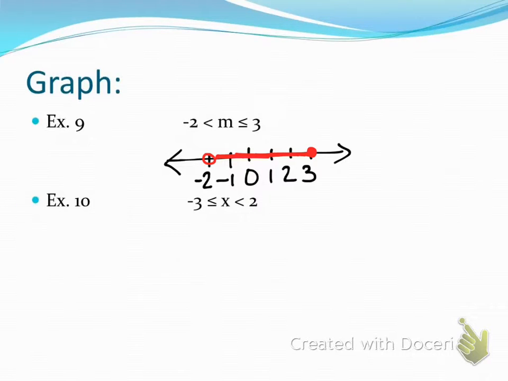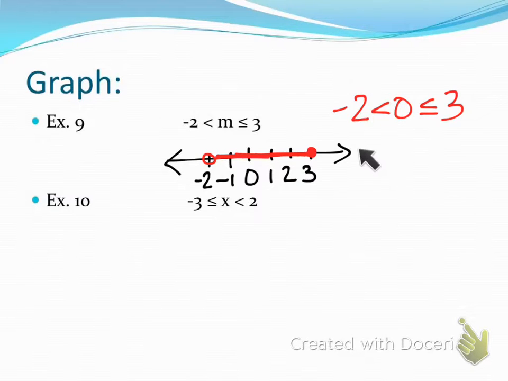If you plug 0 into m, decide if you get a statement that's true or false. So we have to decide -2 is less than 0. 0 is less than or equal to 3. Are both of those statements true? Is -2 less than 0? Yep. Is 0 less than or equal to 3? Yep. So that works, so we must have shaded the right spot. So if you're ever unsure about your shading, that's how you can check.